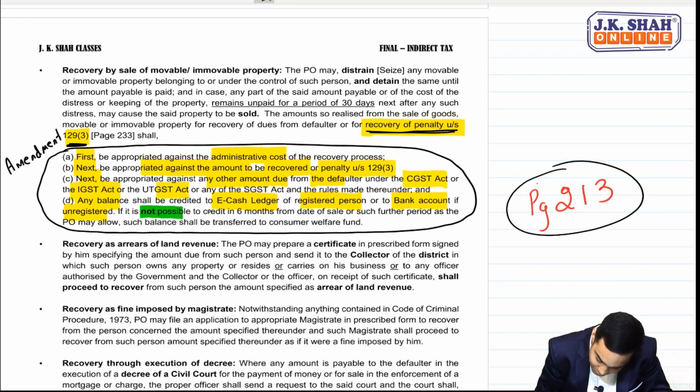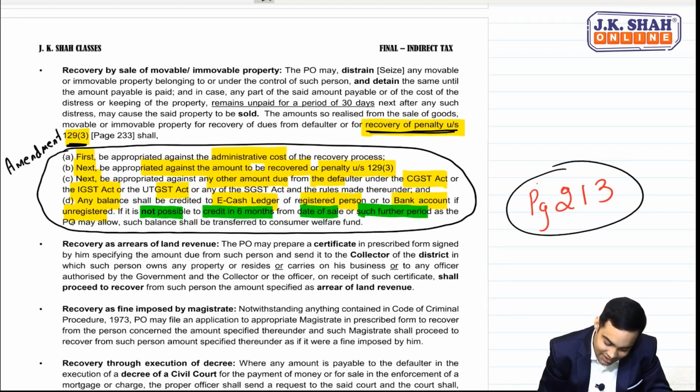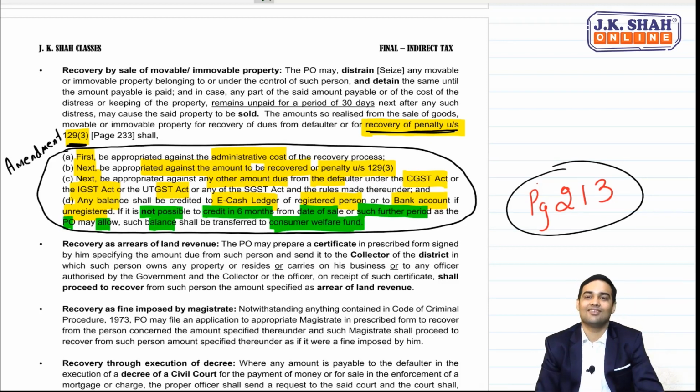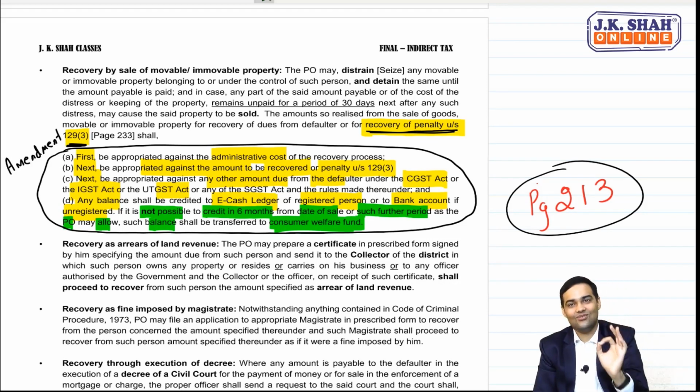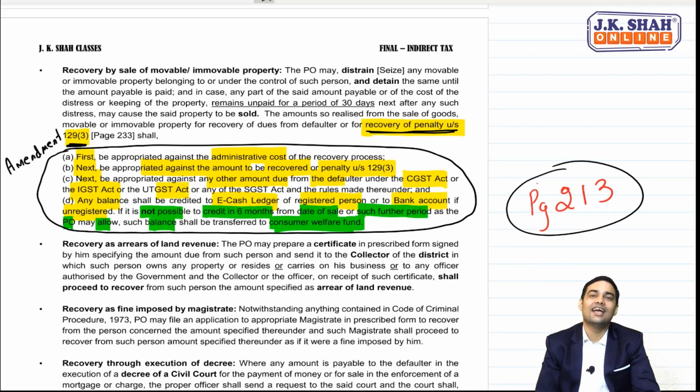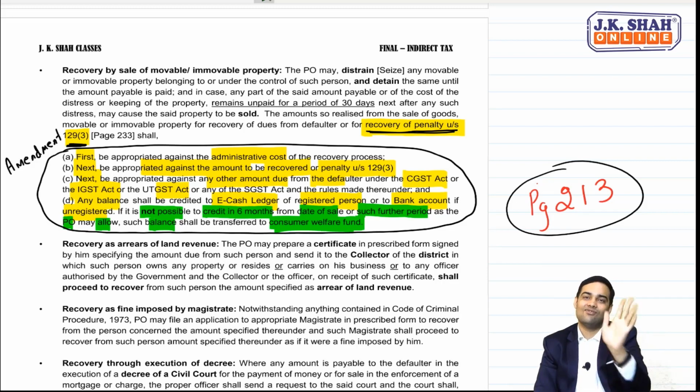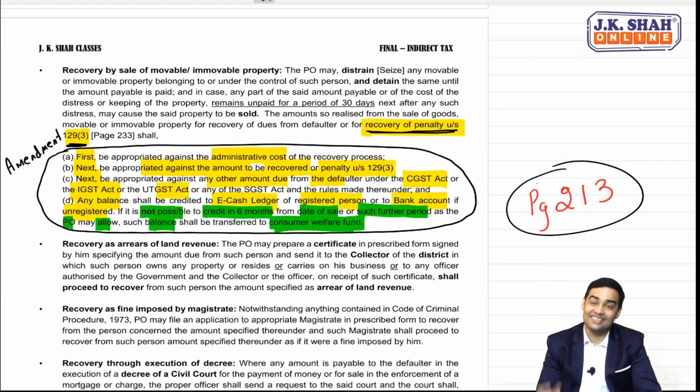If it is not possible to credit in 6 months from the date of sale or such further period as the proper officer may allow, such balances will be transferred to Consumer Welfare Fund. Government will eat away, sir. So if they are not able to transfer within 6 months or further period as may be extended by the proper officer, then the amount shall be credited to Consumer Welfare Fund. This point has been added. This is a new point. Clear? So mark this. This is the only change on page 213.